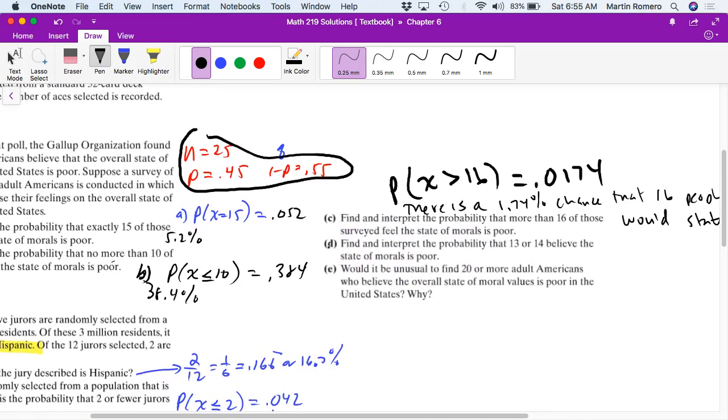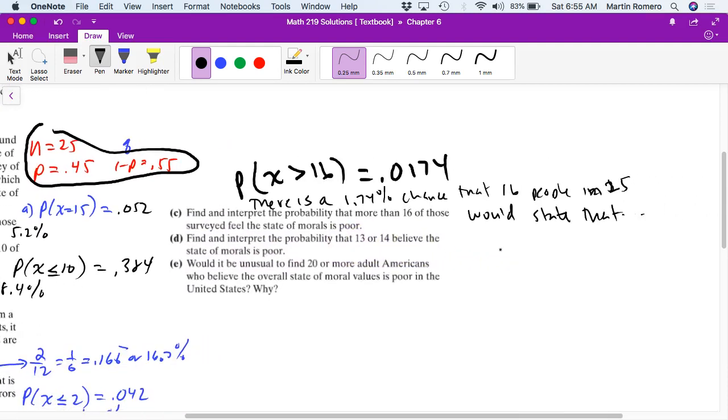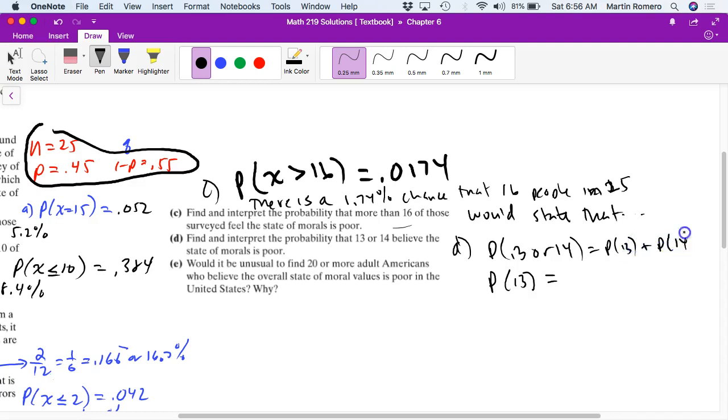So we're looking at D, find and interpret the probability that 13 or 14 believe morals are poor. So on D, that was C. For D, what we're looking at is the probability of 13 or 14. Now, StatCrunch doesn't have that option, so another way I would think about that, you could do those individually. And so if you're using StatCrunch, the probability of this would be equal to the probability of 13 plus the probability of 14.